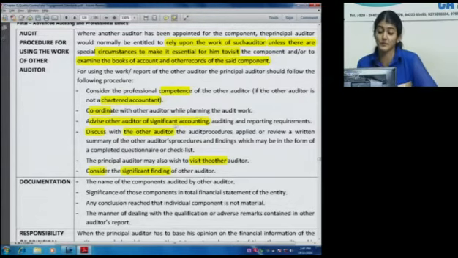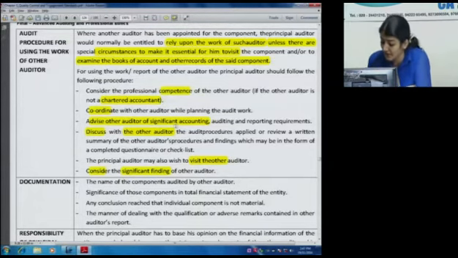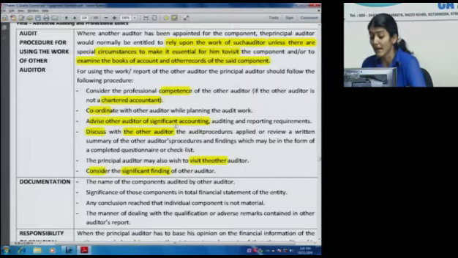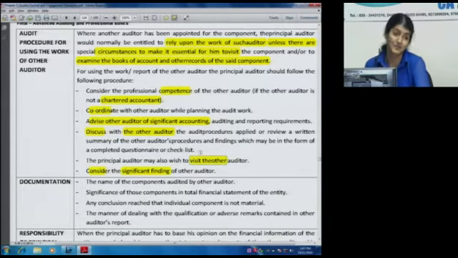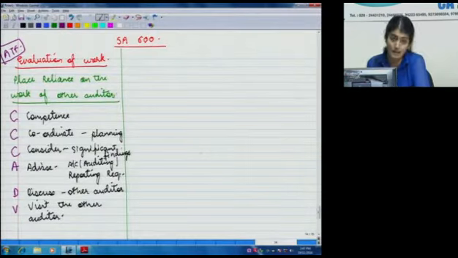Discuss with the other auditor the audit procedures applied, or a review of the written summary of the other audit procedures and findings, which may be in the form of a questionnaire or a checklist. Then the principal auditor may also visit the other auditor. Right, so what did we say? C cube ADV. What is C cube ADV? The competence, then coordinate, then consider, then advise, then discuss, and also visit. Do you understand that? Right, so that is first regarding the evaluation.